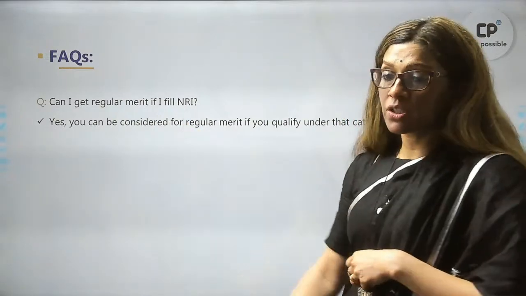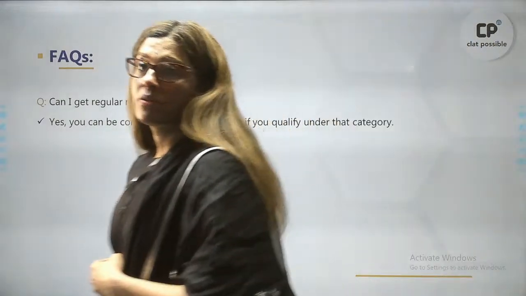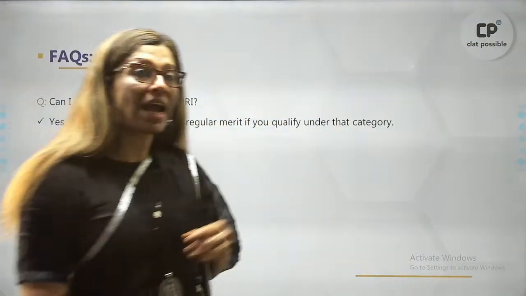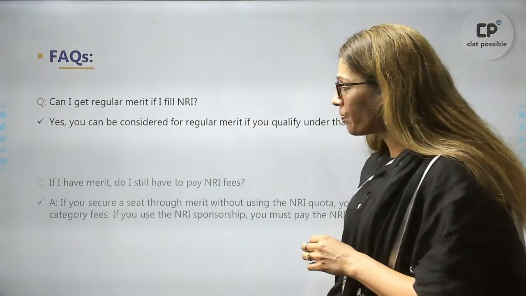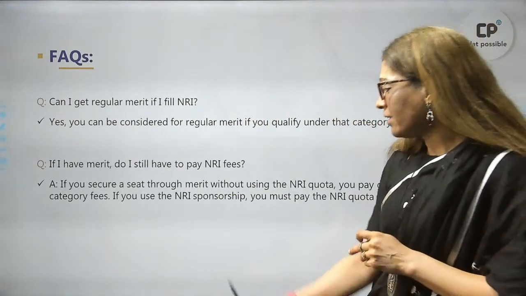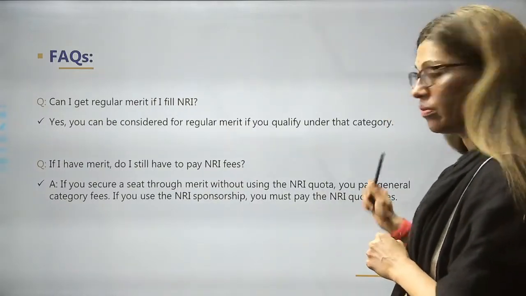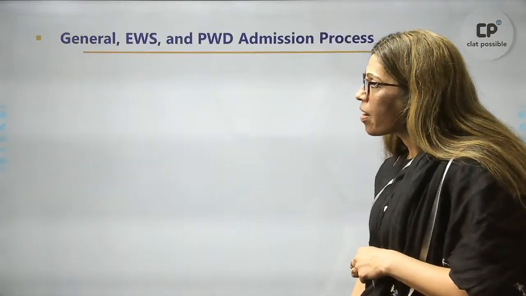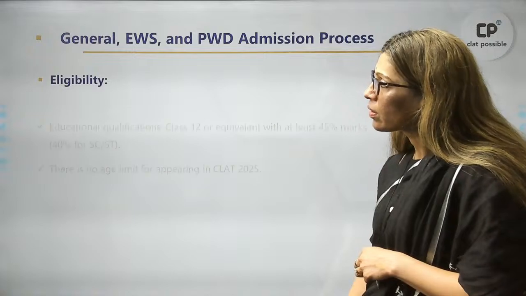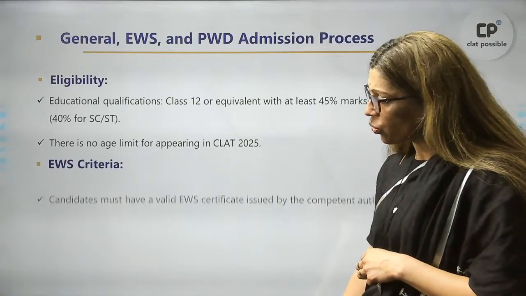So I have answered these questions. You will get a regular merit. There in the merit list, your regular rank will be given, but your NRI rank will also be given, but your fees will be the NRI quota fees. So this I have already shown you.